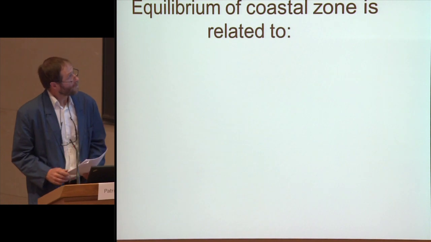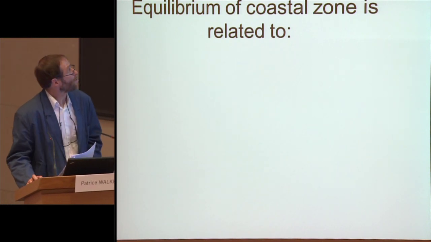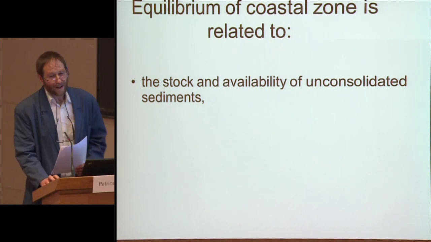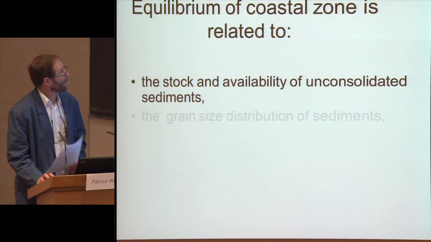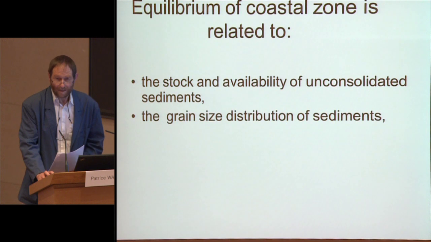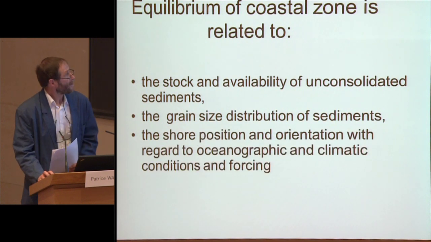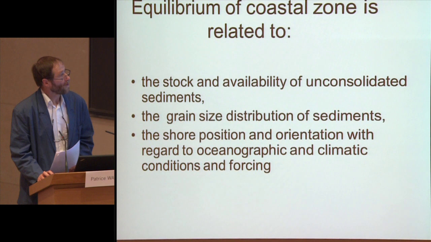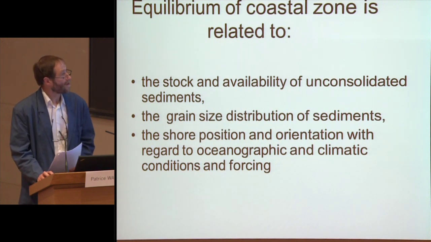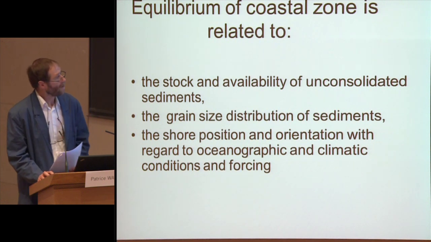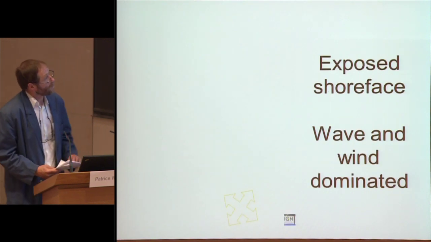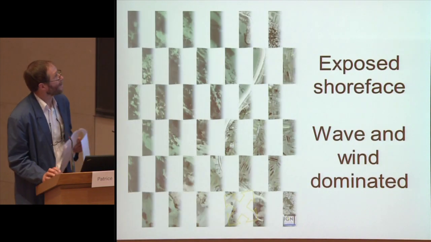Equilibrium of coastal zone is related to the stock and availability of unconsolidated sediments, the grain size distribution of sediments, the shore position and orientation with regard to oceanographic or climatic condition and forcing. An example.